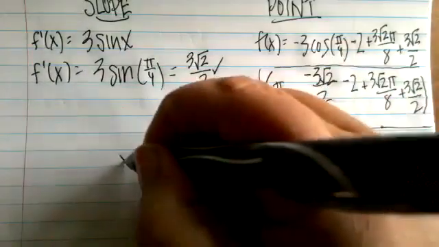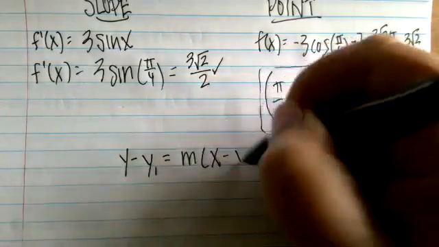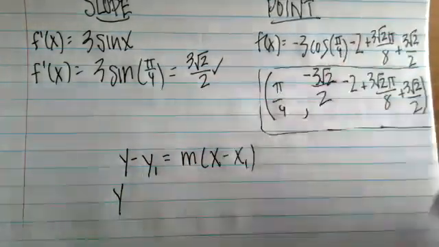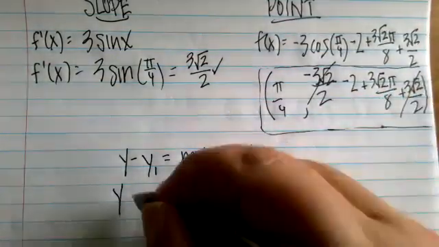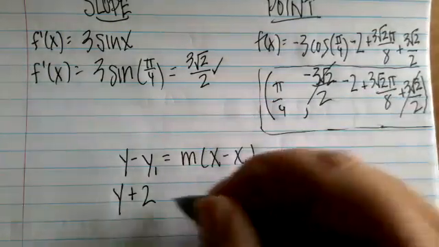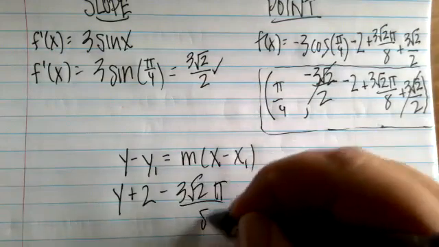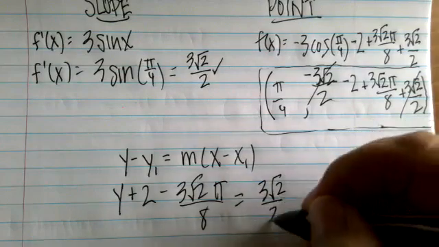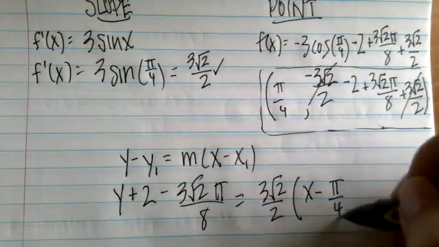Okay, and we're gonna do just like we did last week. We're gonna do y minus y1 equals m times x minus x1. And that's gonna be y and then minus, these cancel, so I'm gonna just ignore those. So I'm gonna subtract those, which is gonna change the sign. So it's gonna make it +2 and then minus 3√2 pi over 8 equals m, which I found right there, 3√2 over 2 times x minus pi over 4.